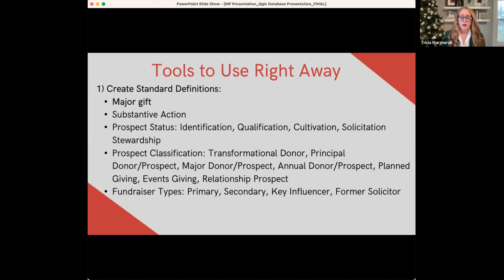Again, those fundraiser types. How are you defining who and what a primary solicitor is, and what their roles and responsibilities are with that donor, and coordinating that strategy with the organization? How does the secondary fundraiser support that? How do key influencers, those board members or non-fundraising staff, support that overall strategy? And then of course your former solicitors. We never want to just delete a staff member who may not be with the organization. We want to make sure we're tracking that former solicitor so we know who has held that relationship in the past. That might give us some context on how we may need to engage or re-engage with that donor.